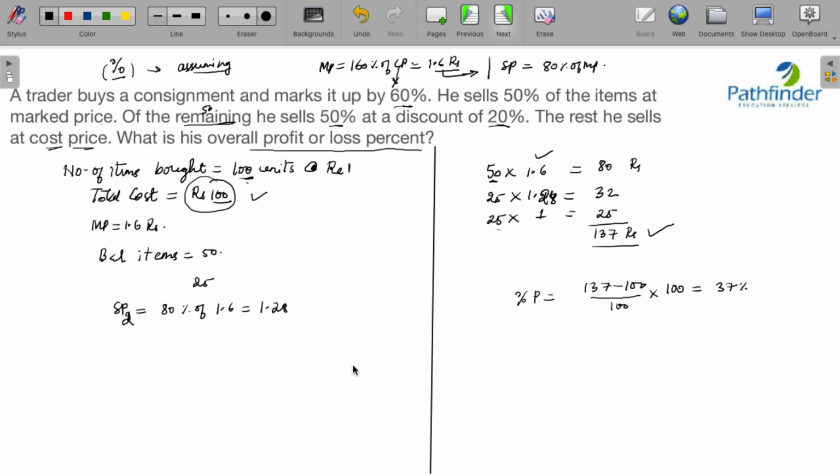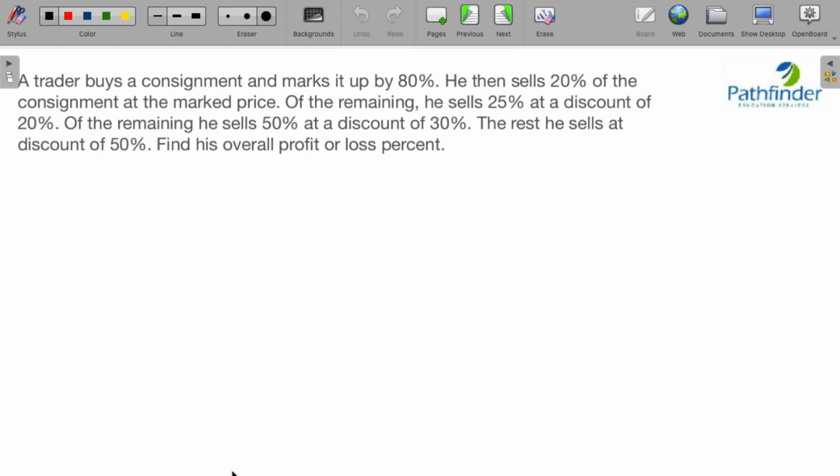Next, a trader buys a consignment and marks it up by 80%. He then sells 20% of the consignment at the marked price. Of the remaining, he sells 25% at a discount of 20%. Of the remaining, he sells 50% at a discount of 30%. The rest he sells at a discount of 50%. Find his overall profit or loss percent.